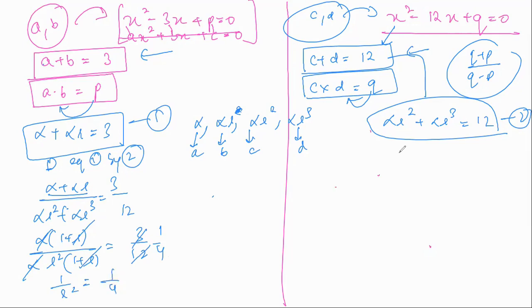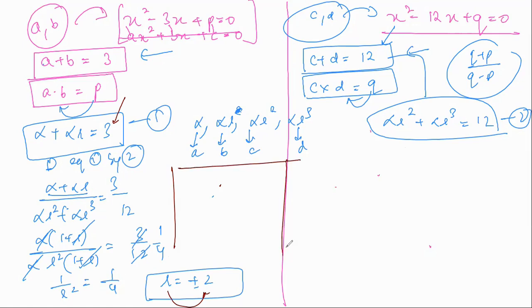So if I solve, R square is equals to 4. So R will be plus minus 2, right? Plus minus 2. Now everyone, I have R now. With the help of R, I can put it in equation 1. So I'll get 2 values of alpha because I have 2 values of R.